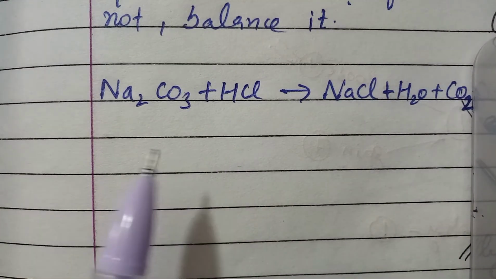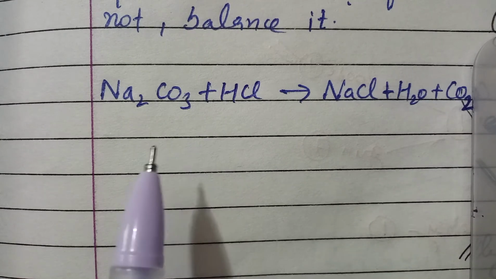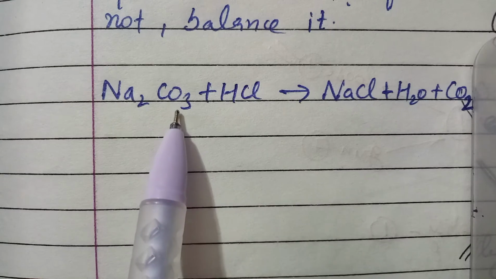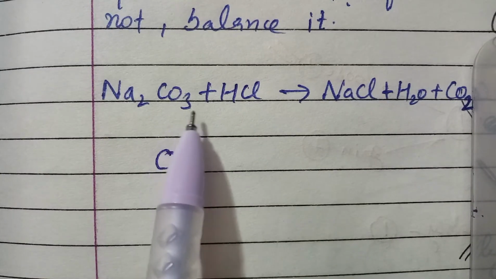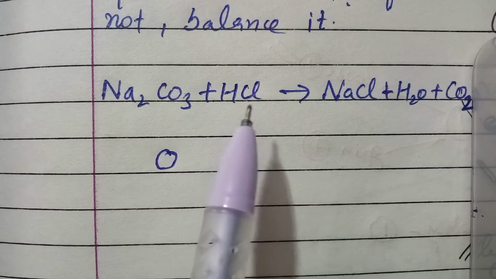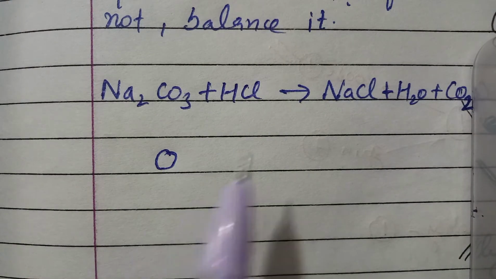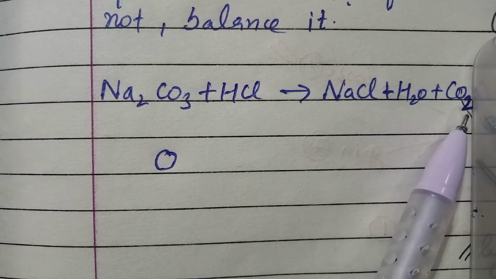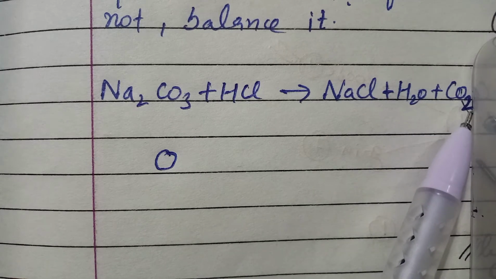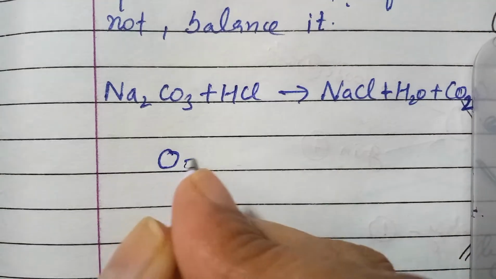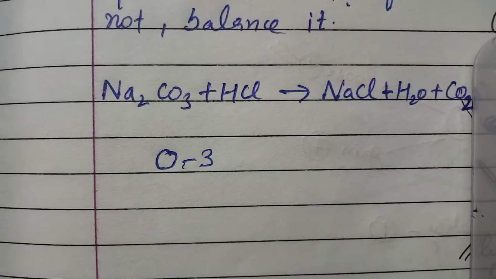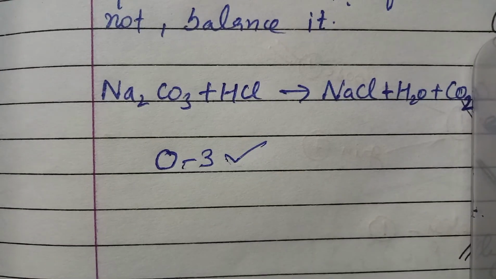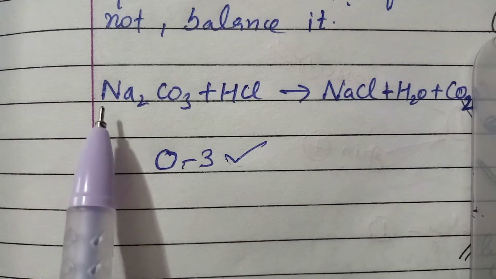First of all, I am observing oxygen is there in the reaction, so I will go for oxygen first. How many oxygen atoms are there on the reactant side? 3. On the product side, 1 in the water and 2 in the carbon dioxide. 1 plus 2 equals 3. Okay, oxygen 3 are there on the reactant side as well as the product side, so it is already balanced.